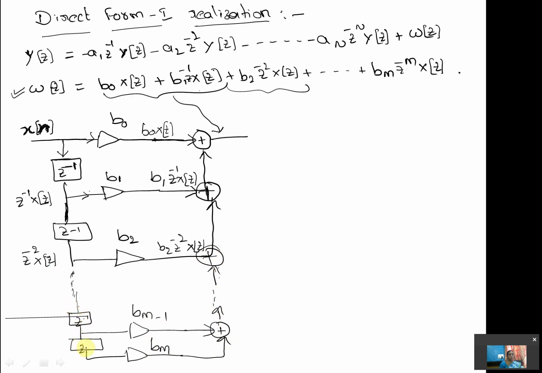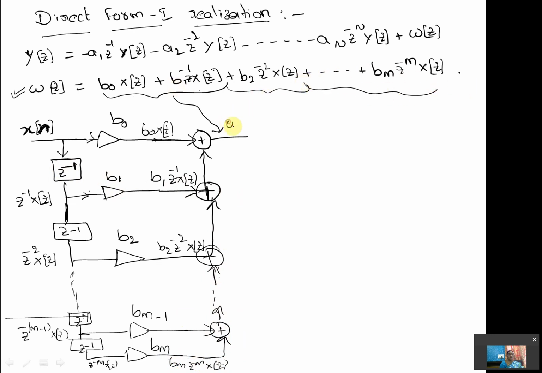Z inverse, z inverse. Okay, so here z power minus m minus 1 x of z, here z power minus m x of z. So here is Bm z power minus m x of z. It's okay, right? So in this way, just use the adders, multipliers, delay units, then you can get the total sum.